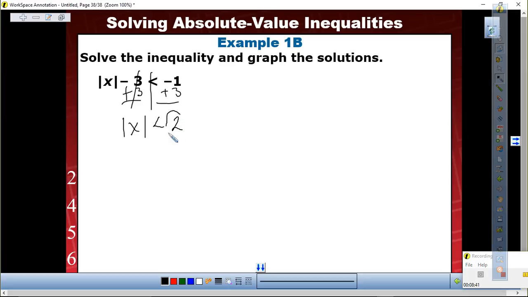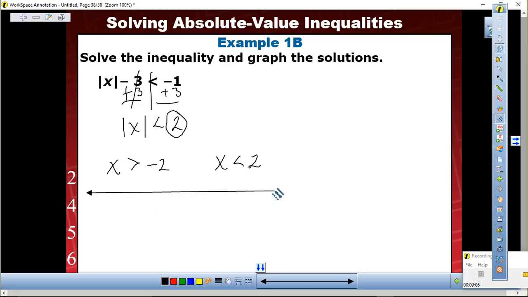What number is 2 steps away from 0? Negative 2 and 2. What's inside the absolute value? X and x. However, the negative 2 will be what? X is greater than, and this one stays the same. Is there anything to solve? No. Let's graph this.